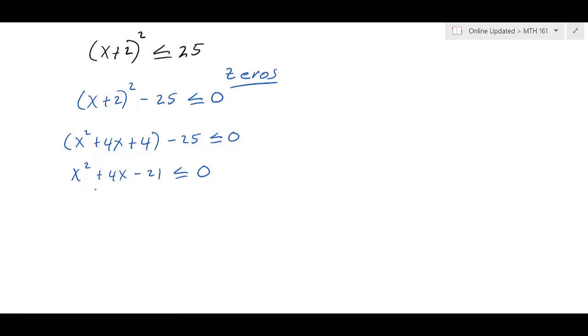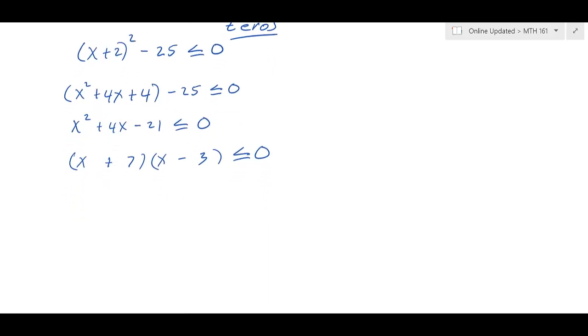And once again, now that we have all of this less than or equal to 0, we could simply then factor by x and x, and we would have 21 being 7 and 3. And we have a plus 4, so that means we need a positive 7 and a negative 3, which we end up with x is equal to negative 7 and x is equal to 3. So again, we have our key points.